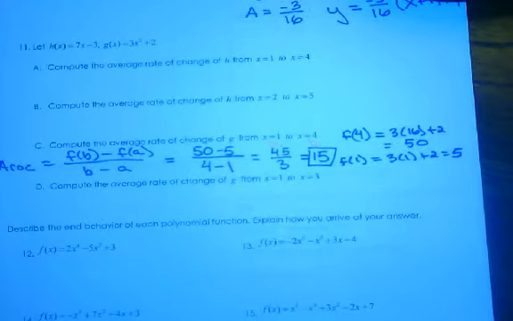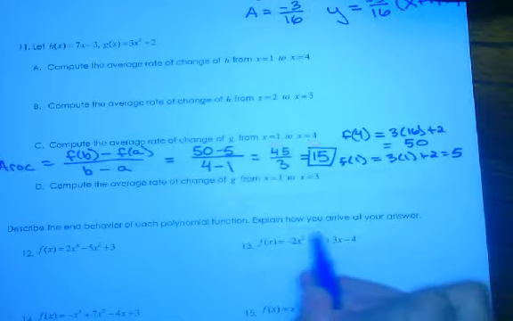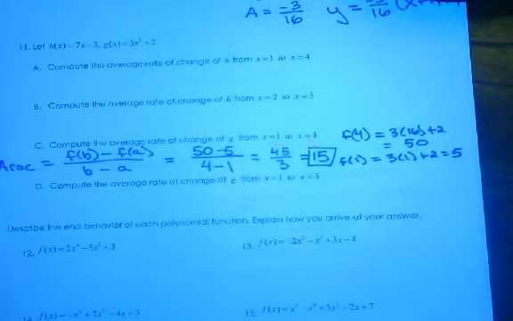Okay, describe the end behavior of each polynomial. So I'm going to select these. Remember, I'm going to take one that has an even degree. Be careful, this was a trick over here. Here, that 3 is the degree. It was written out of order.